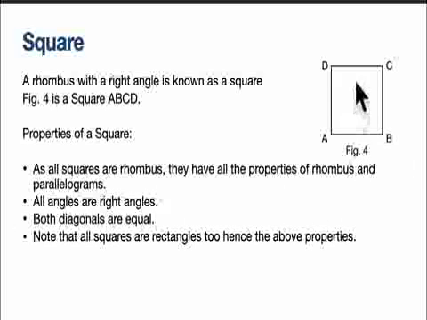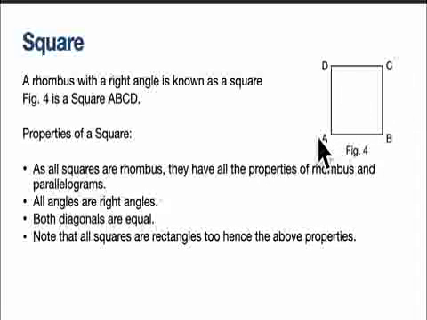Okay, so opposite sides are equal, opposite sides are parallel. A rhombus has all sides equal, so in a square also all sides are equal. All angles are right angles. Both diagonals are equal. So both diagonals will be equal.